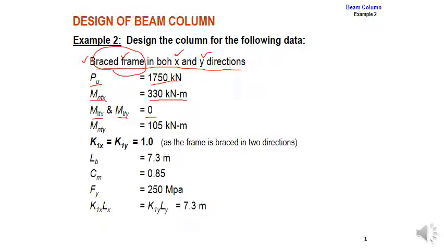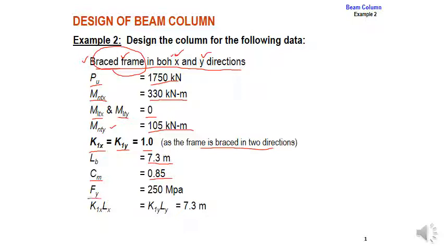For the no sway condition, sway is not allowed. So in that particular case, your lateral translation or sway will be zero. No movements will be there, but MNTY will exist. In no sway condition, it will be 105 kilonewton meter. So K1X and K1Y, in x and y direction, will be 1 as the frame is braced in 2 directions. Your LB is given directly as 7.3 meter.